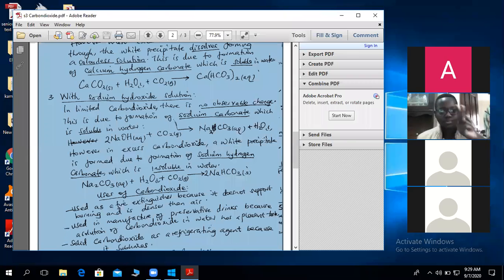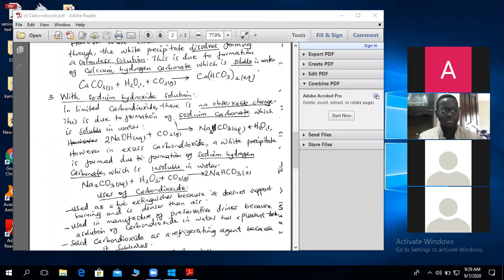And what is that white precipitate? The white precipitate is due to formation of sodium hydrogen carbonate, which is insoluble in water. And when you write your equation, you have to give it the state of a solid. And don't forget to put these two to balance the sodium hydrogen carbonate.